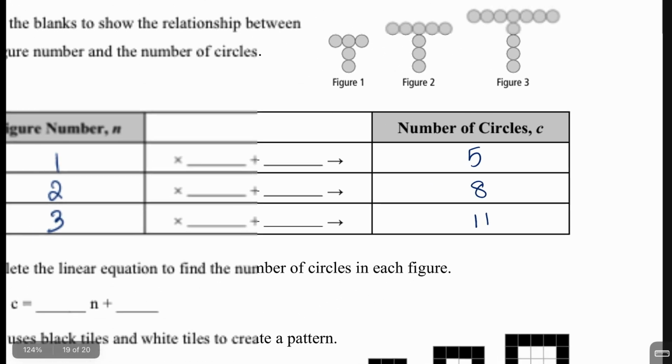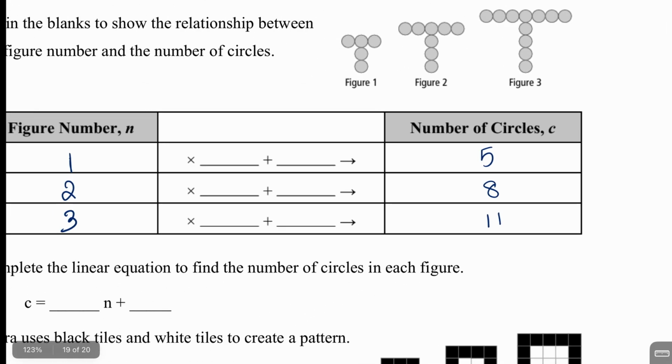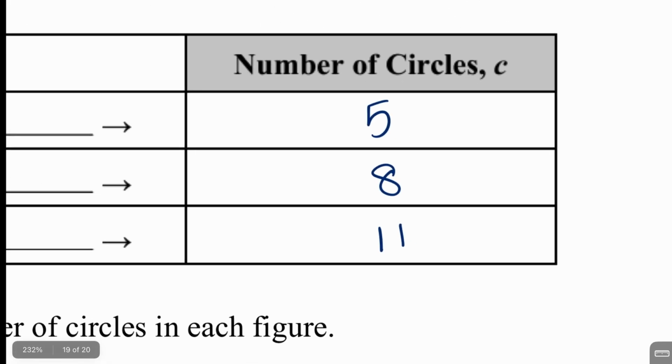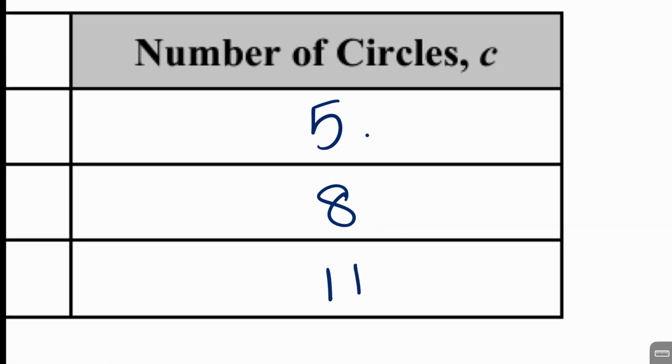So the number of circles is a pattern: 5, 8, 11. And you can see that the common difference is 3. That is, 5 plus 3 equals 8, 8 plus 3 equals 11. So the common difference is 3. You don't need to show this, so I'm just erasing it to avoid further confusion.